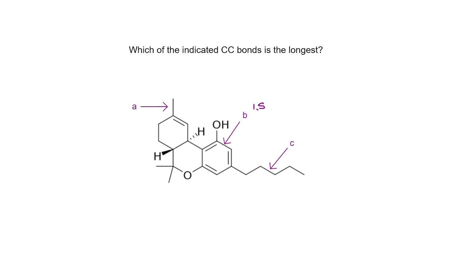They're both single bonds, so we can solve this problem by looking at the hybridization of the carbons in the bond. For A, we've got one sp3 carbon and one sp2 carbon. And for C, both are sp3 carbons. Less s character means longer and weaker bonds, so bond C is the longest bond.